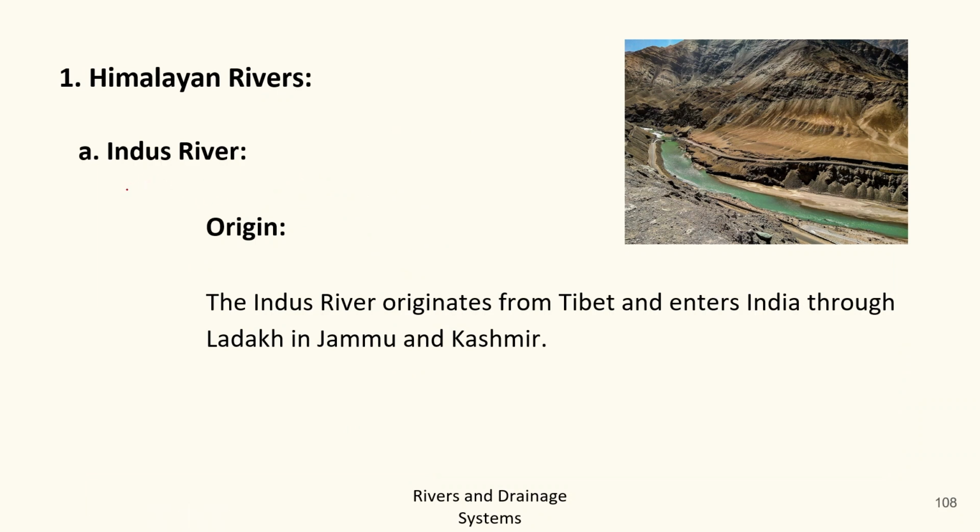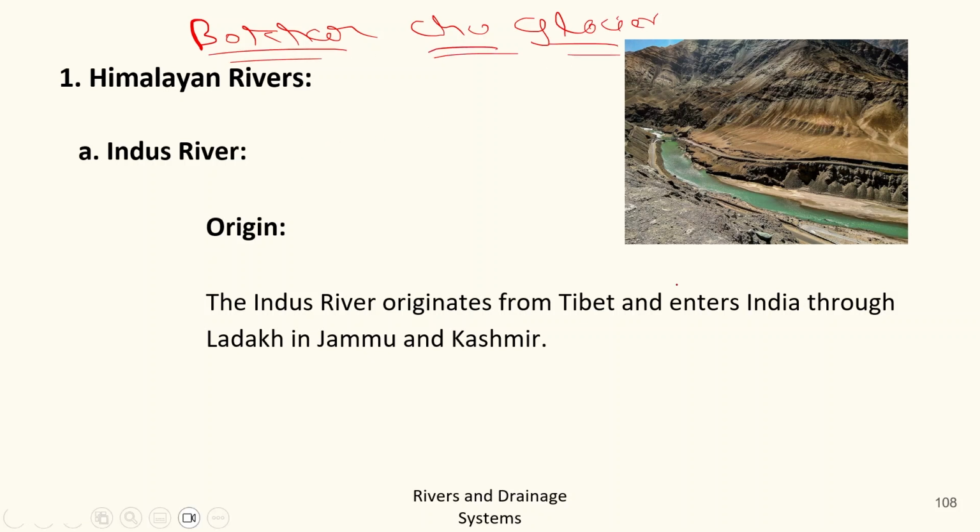The first one is the Indus River. The Indus River originates from Tibet and enters India through Ladakh and Jammu and Kashmir. Here I will tell you some points. Just write them down. Number one, Bokarchu Glacier. Basically Indus originates from Tibet, or most precisely from the Bokarchu Glacier of Tibet. Got it?